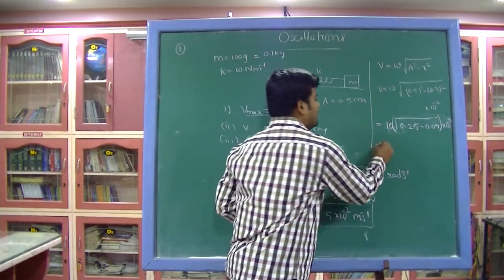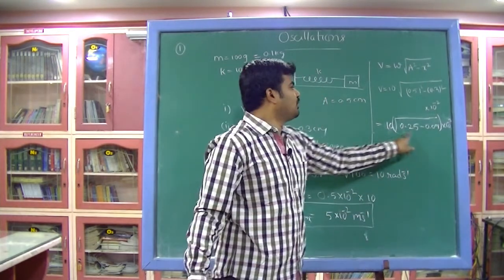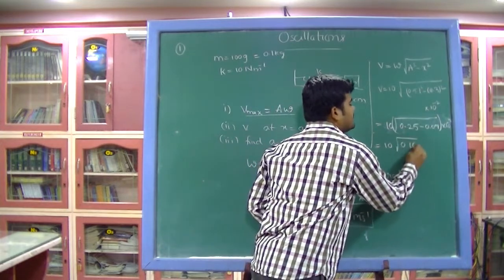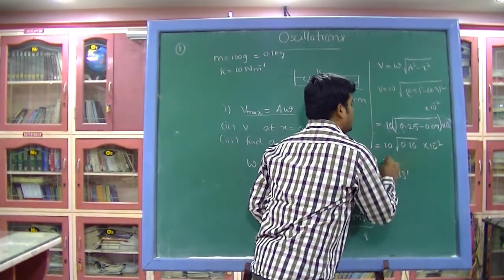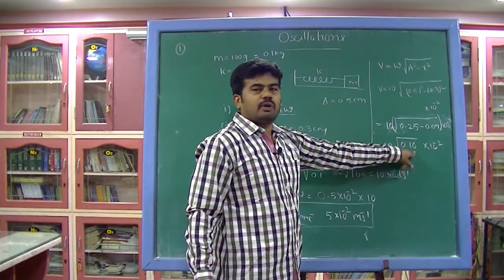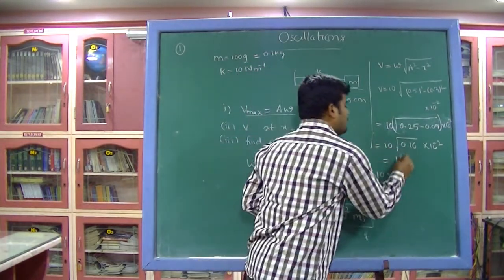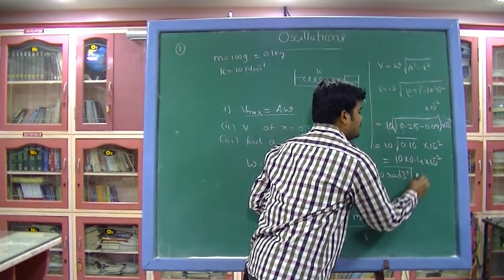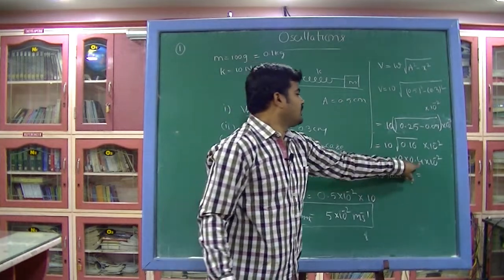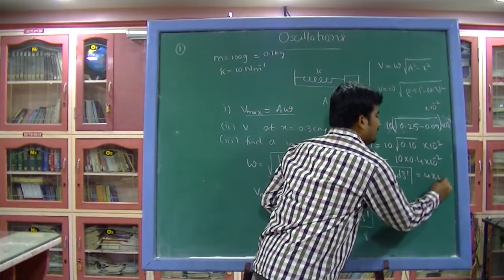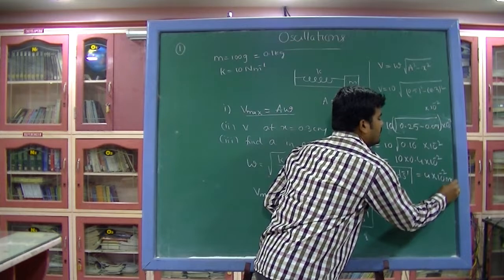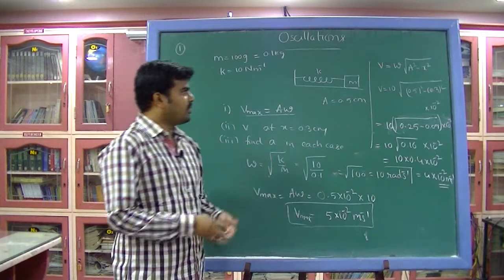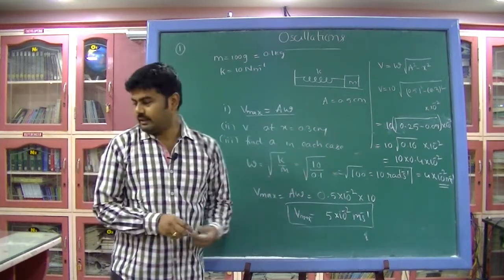Now, simplifying this, 0.25 minus 0.09 is 0.16. So, root of 0.16 into 10 to the power of minus 2; the square root of 0.16 is 0.4. So, it is 10 into 0.4 into 10 to the power of minus 2. The answer to this problem is 10 into 0.4, which is 4, so 4 into 10 to the power of minus 2 meter per second, that is the velocity at the given displacement. That is the second part answer. Make a note of it clearly.